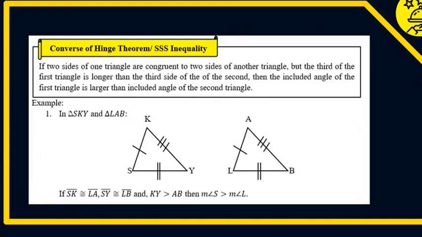So if the side SK is congruent to the side LA and the side SY is congruent to LB and KY is less than AB, so the side KY is greater than the side AB, then the measure of angle S is greater than the measure of angle L. So this will be the converse of the first theorem that we have, the SAS theorem or the SAS inequality. So this will be the converse.